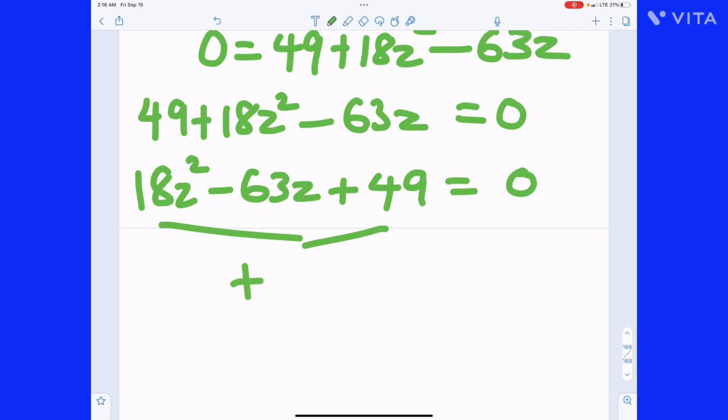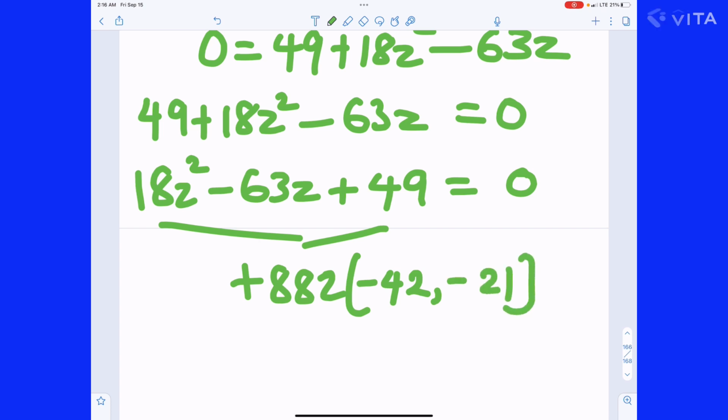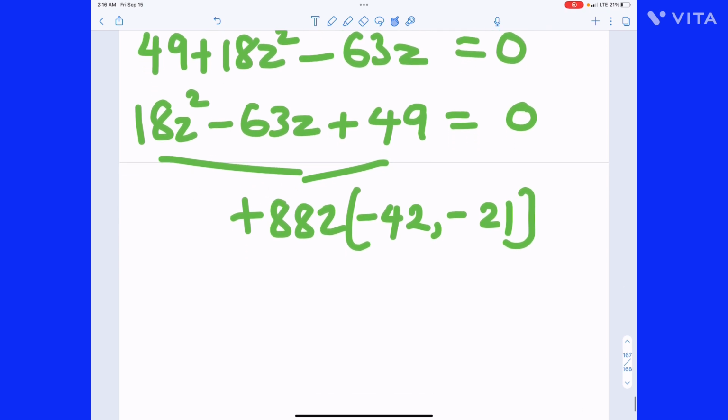What's 18 times 49? Let me get my calculator. 18 times 49. That's pretty easy. You must laugh, and I say pretty easy. 18 times 49 is 882. So that gives me plus 882. What factors of 882 do we add to give minus 63 and multiply to give plus 882? Those factors are minus 42 and minus 21. You can check it yourself.